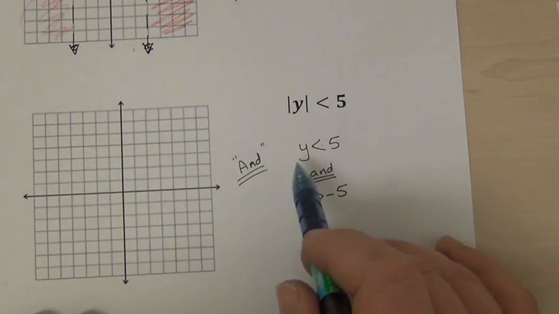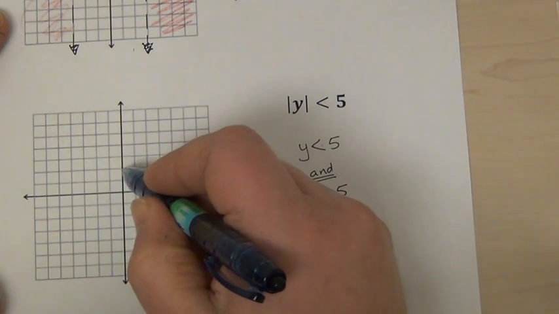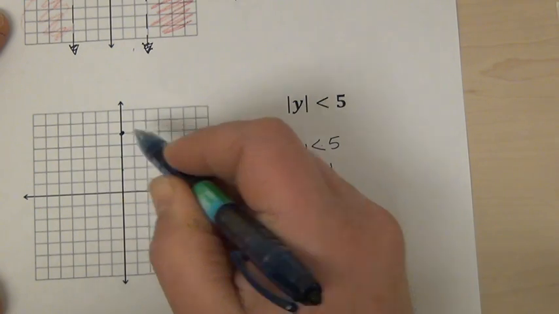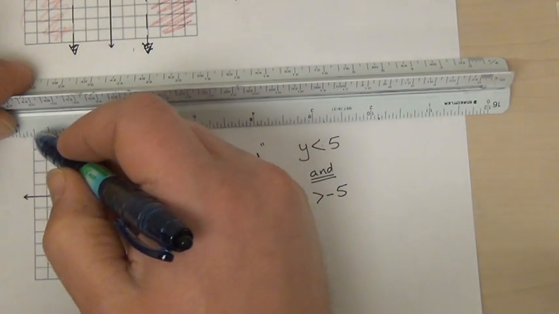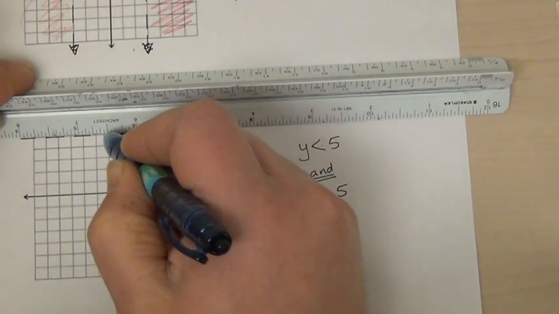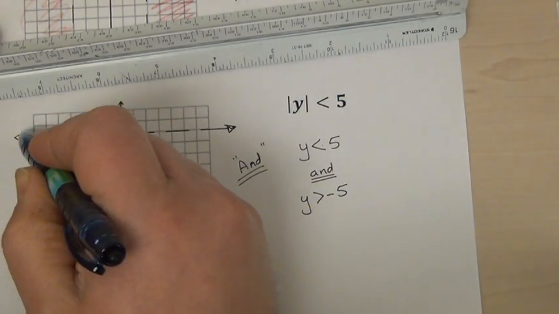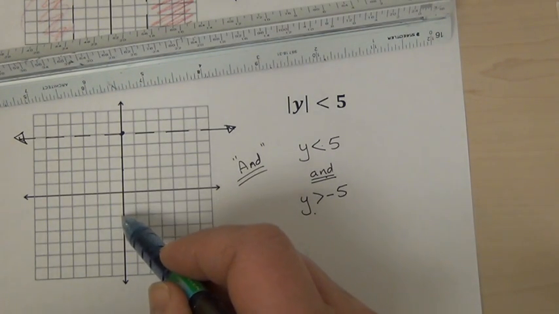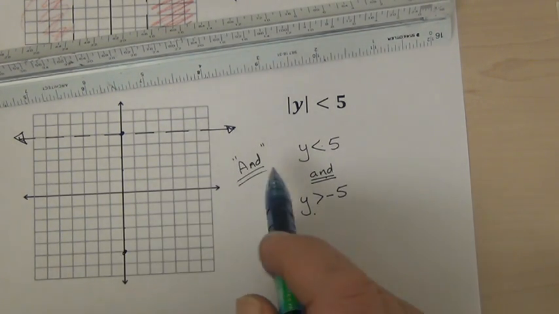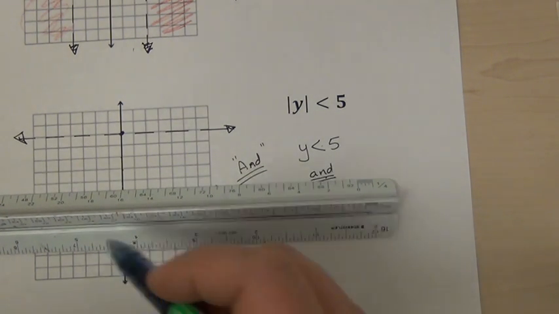Well, I need to graph these independently. I know that y is a horizontal line, so I'm going to come up to y equals 5. 1, 2, 3, 4, 5. And I'm going to draw my horizontal line. And it's going to be dashed again because it's strictly less than. Arrows. And y being greater than negative 5. Negative 1, 2, 3, 4, 5 is there. Draw my horizontal line.